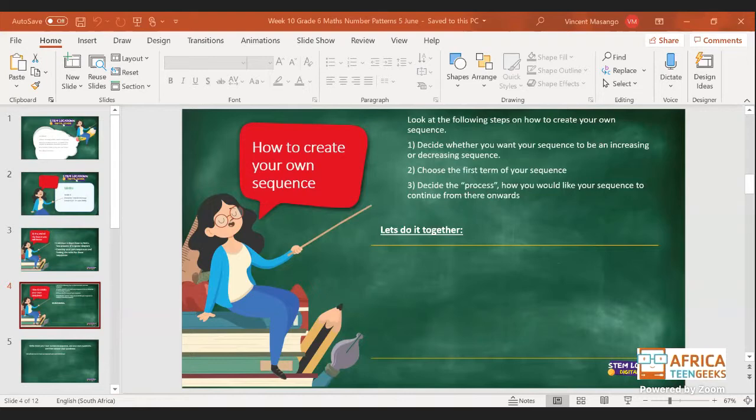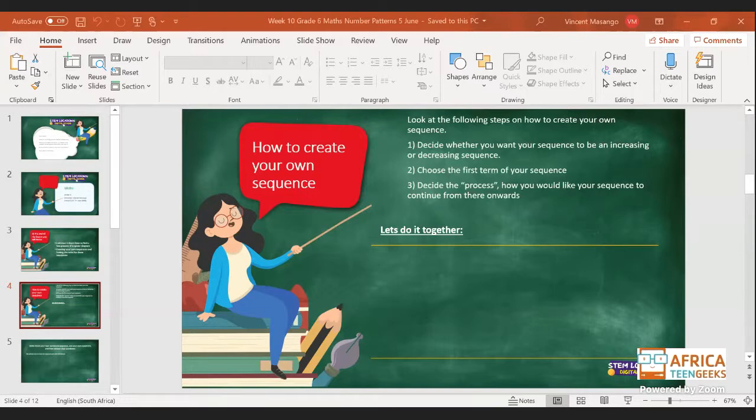So if you want to look at a decreasing sequence, then you've got to think about what the first number is. Where do I want to start from, and then decrease from there? If you're starting at 100, for example, you will then do the next step, which is to decide the process, which is how you would like your sequence to continue from there onwards. So you need to decide the process once you've decided what your first term is.